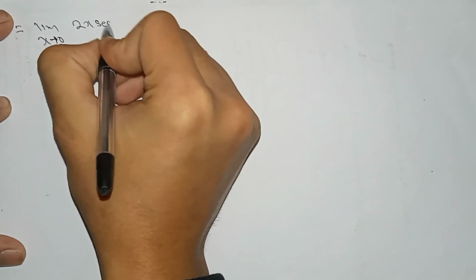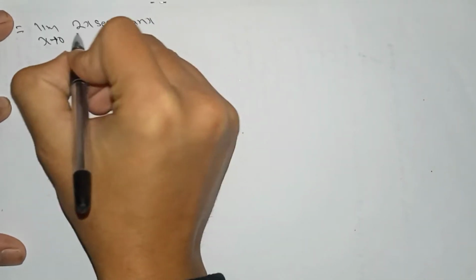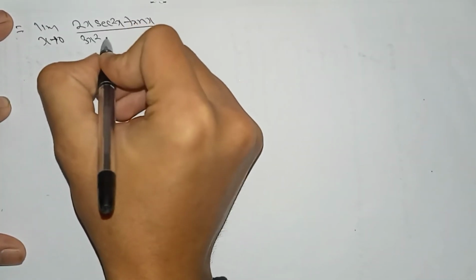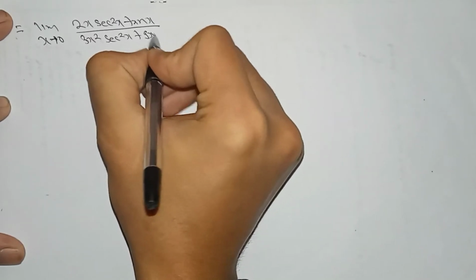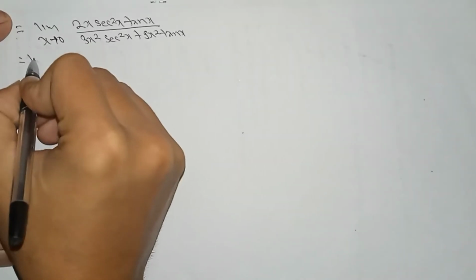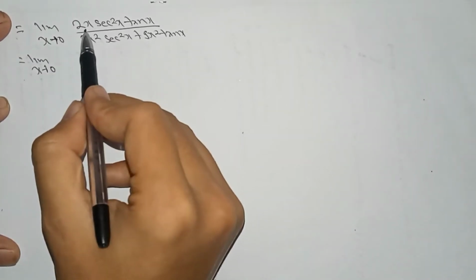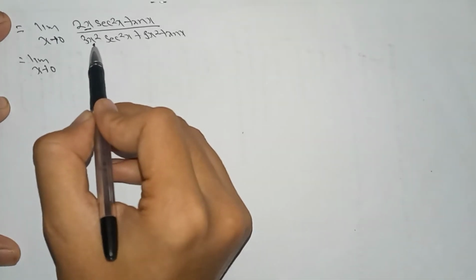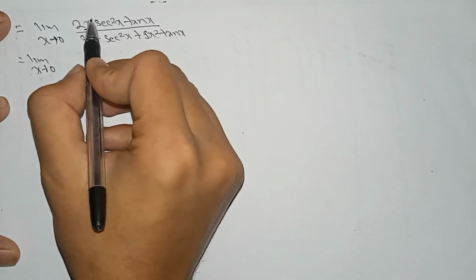2x sec square x tan x by 3x square sec square x plus 9x square tan x, so is equal to limit x tends to 0. So here in the upper part we have x, and here in the lower part we can take x as common. Okay, sorry, here it is 3x cube.